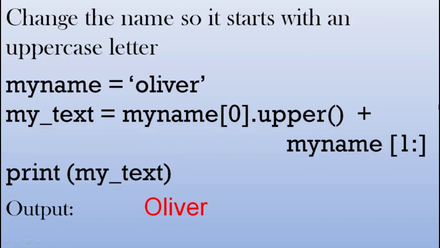Change the name so it starts with an uppercase letter. Well, this is not as easy as you think, because remember, strings are not mutable. You can't just change them, the same as lists. So in this example, the answer, we have my name, the first character, which is 0 in square brackets. Use the upper function to make that the capital O, and then we slice the rest, the L-I-V-E-R, and add that to that uppercase O, making Oliver. So that was a bit of a tricky one.